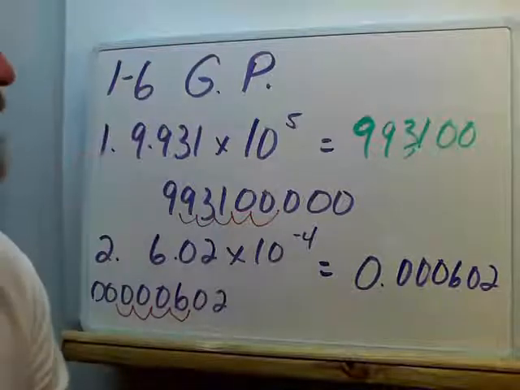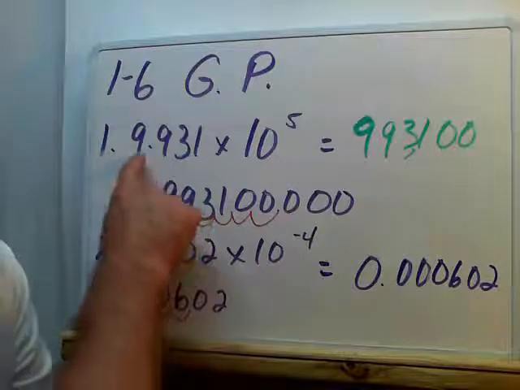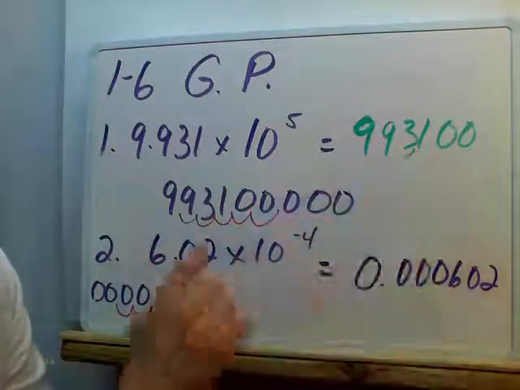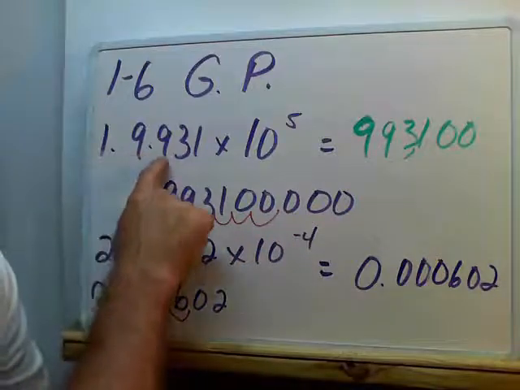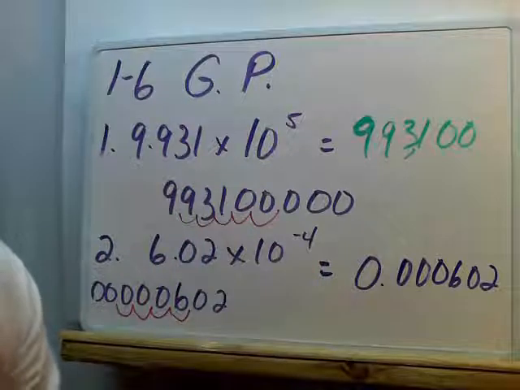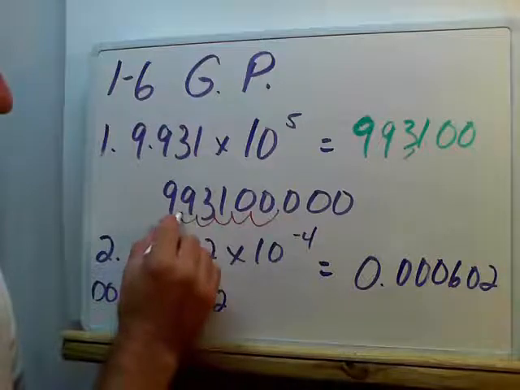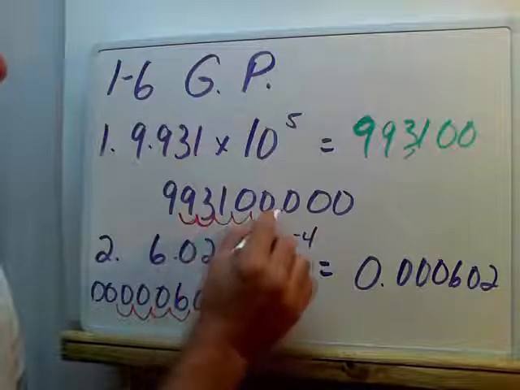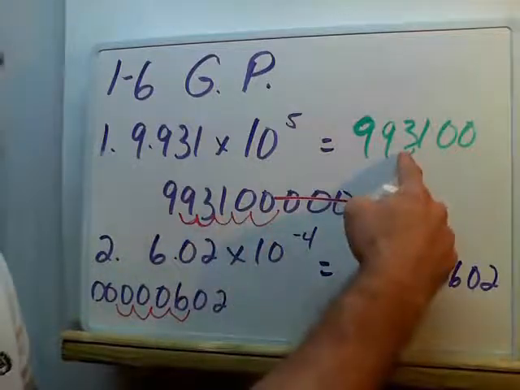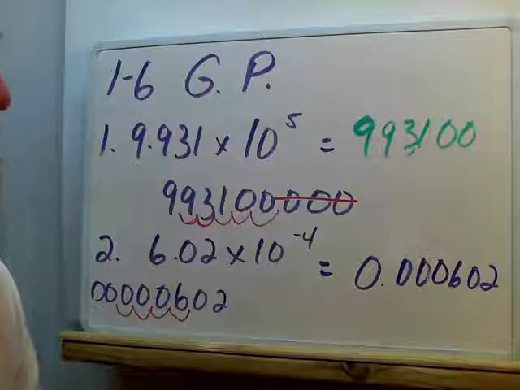First problem is 9.931 times 10 to the 5th. We need to turn it from scientific notation to standard notation. So the first thing we're going to do is write out the 9931. Since it's a large number, add a bunch of zeros, and then we're going to move our decimal point those 5 places. So we started here. We're going to move 1, 2, 3, 4, 5. We don't need these zeros. So we're going to have 993,100. Don't forget to use your comma to make it easy to see the number.